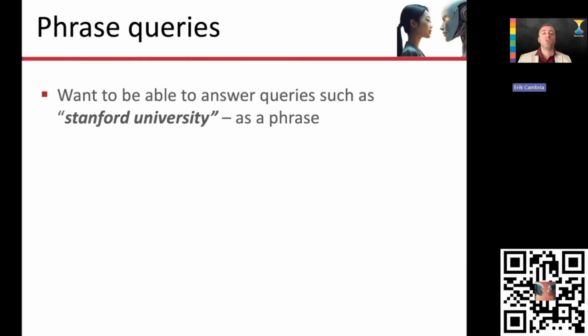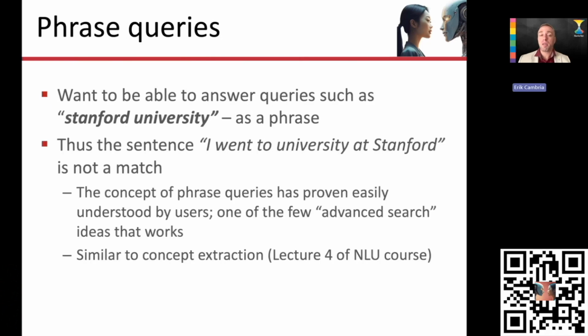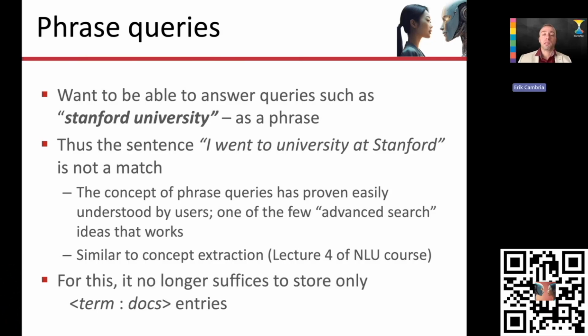So what do I do when I have phrase queries like this, Stanford University, or names of people or named entities? Again, this is something that we talked about in the previous course on understanding NLU, when we talked about concept extraction and named entity recognition. Let's look at 2 possible options for this.